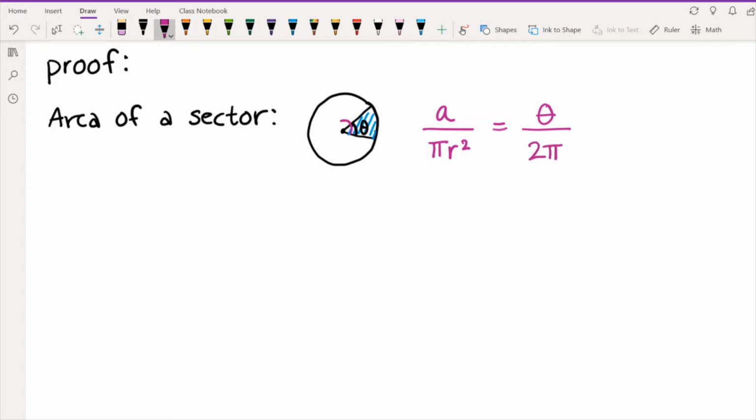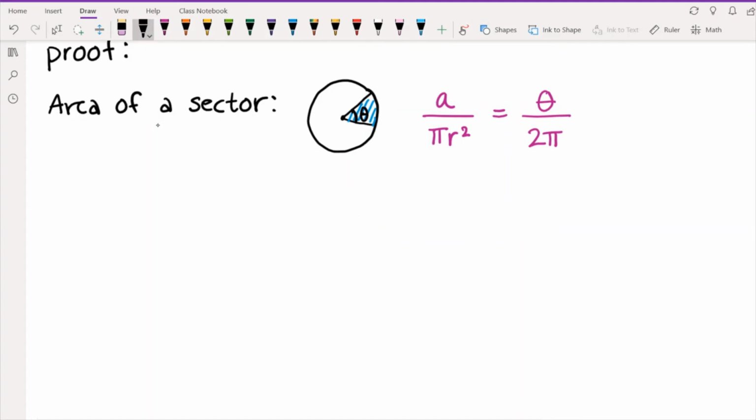2 pi would be if you were to go all the way around the circle, right? That's the full number of radians contained in the circle. Just to give an example, to really convince you why this works, let's say you had a quarter of a circle. What angle would you have? You would have an angle of pi over 2. And pi over 2 is 1/4 of 2 pi. And so this area is also going to be 1/4 of the total area. So that's all we're really saying here: if you compare the angle to the total number of radians in the circle, that's going to be the same as comparing the area to the total area in the circle.